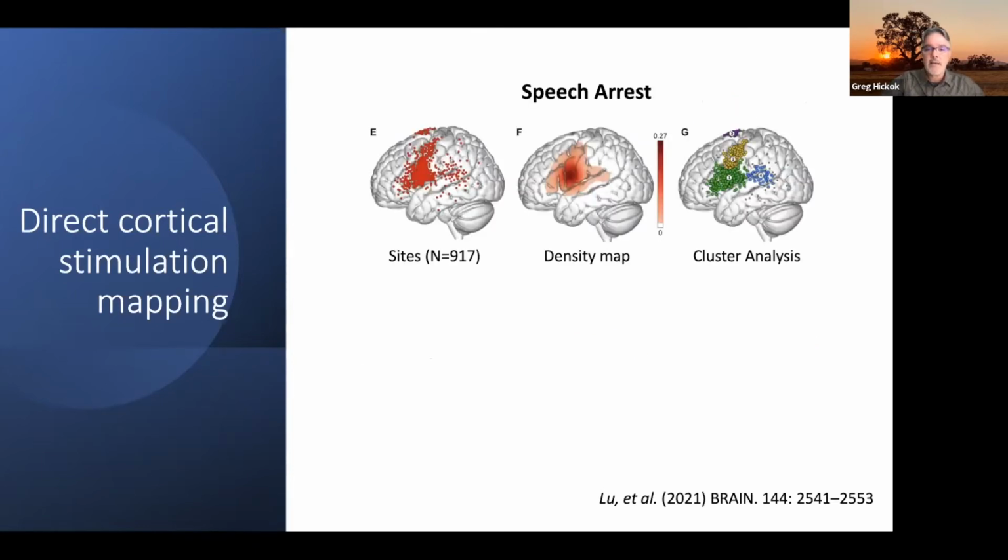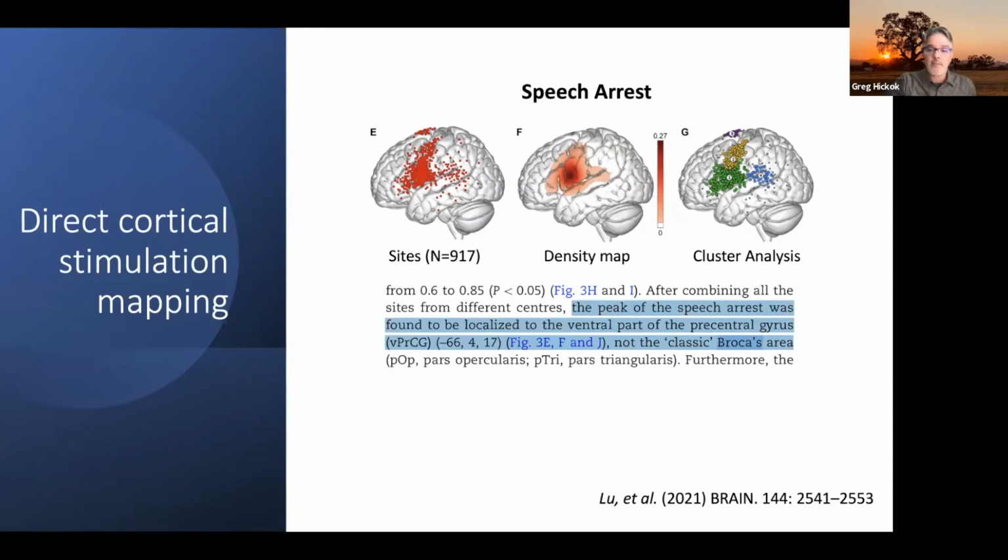All right, what's the data? Here's the distribution of sites. There's almost 1,000 of them associated with speech arrest. Density map of the whole thing shows a focus on the precentral gyrus. Notice it's not Broca's area center, and it's ventral. But if you do a cluster analysis, which they did, you get two, and we're going to ignore the other zones for now. You get two premotor areas showing up here.